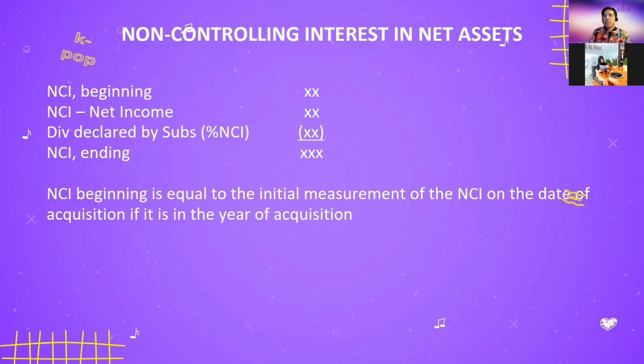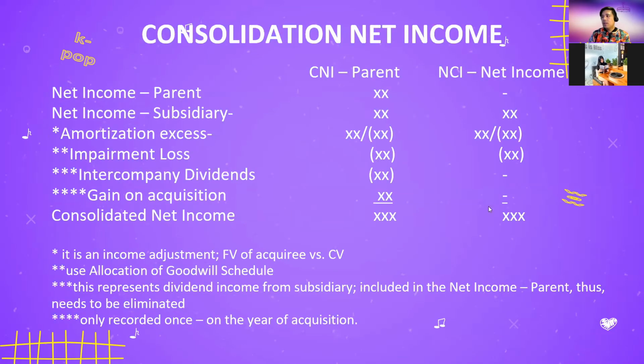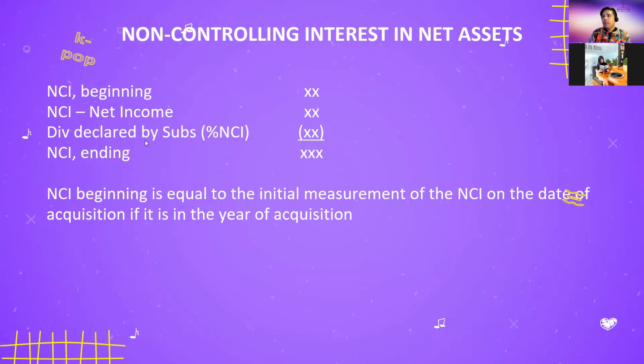And then, of course, the NCI net income, this is coming from the previous template here. And then the dividend declared by the subsidiary. Pero, as to the percentage of NCI lang. No? So, in my example earlier, this will be only 20%. And then, of course, NCI ending.